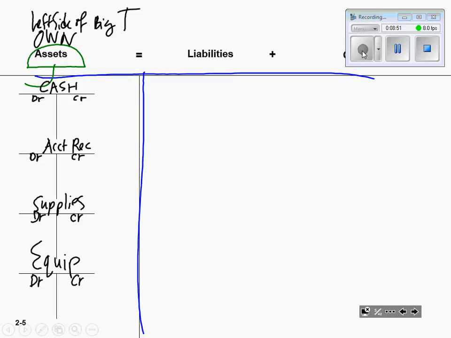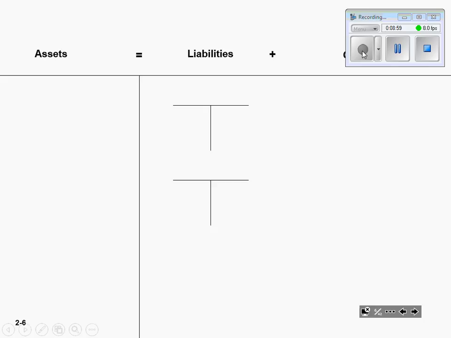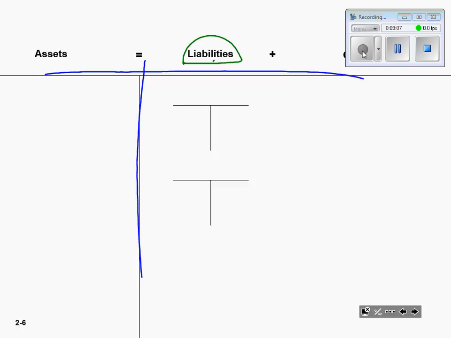Let's jump ahead. I'm going to come back to this. We're going to talk about the pluses and minuses in a minute. But let's jump ahead to the liabilities part. We still have the big T. Let's make an umbrella. Liabilities are what we owe. And we're also on the right side of the T this time.